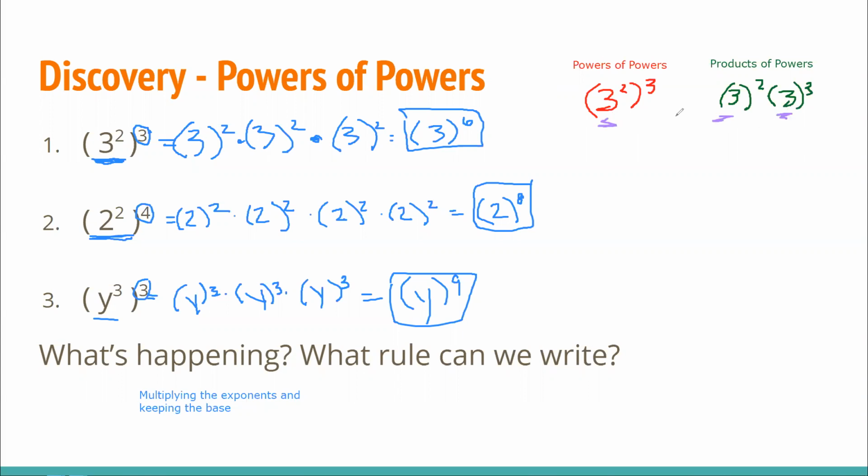And so when you're trying to figure out which one of these to use, look at how many bases there are. So you're going to use product of powers or your addition if there's 2 different bases. And then you're going to use your power of powers or your multiplication if there's only one base, but still two exponents.